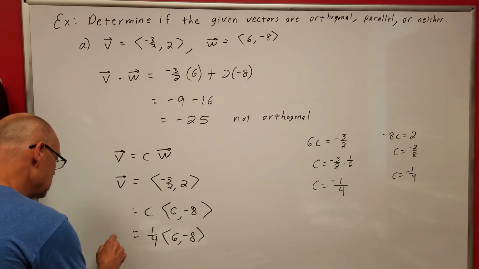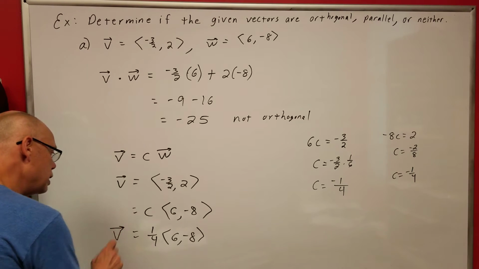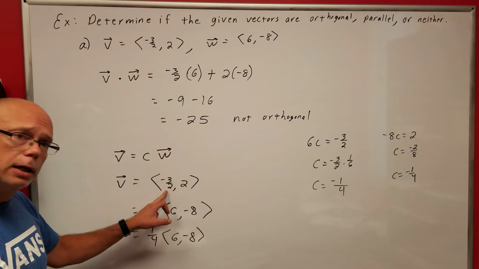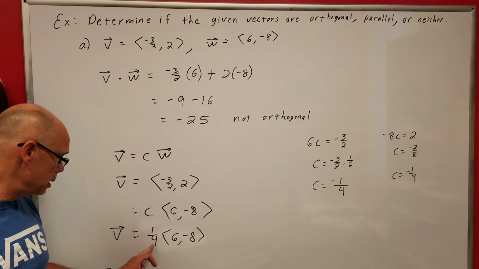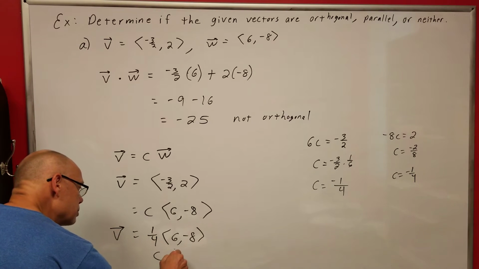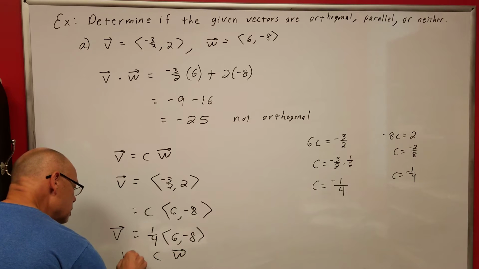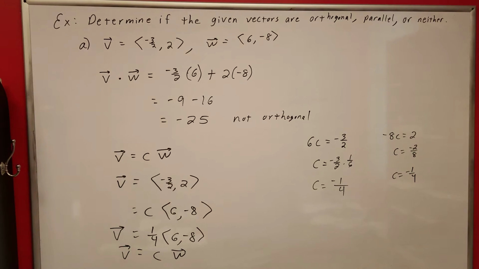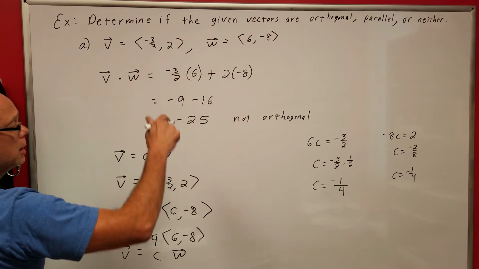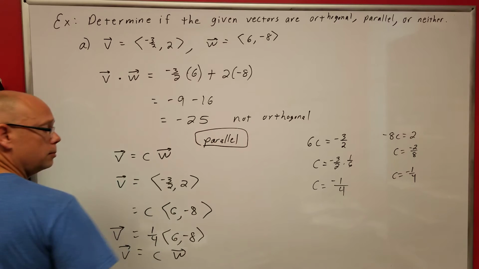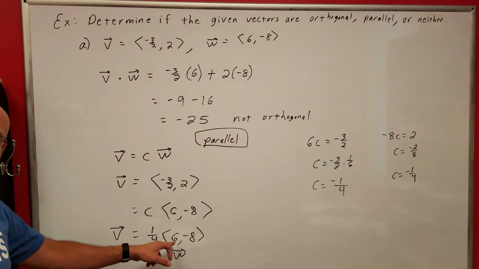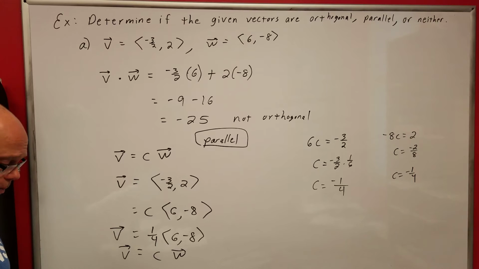So what is this? This is vector v, isn't it? Because if I distribute the 1/4, I'll get back this, which was vector v. So is v written as c times vector w? Well, yes it is. So what could I say here? I could say that these two vectors are parallel. If there's not a c that works, then they're neither in this case.